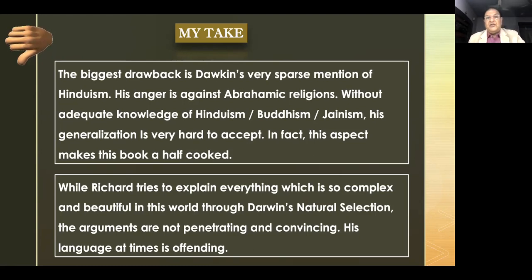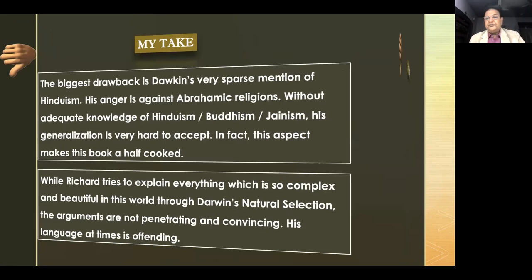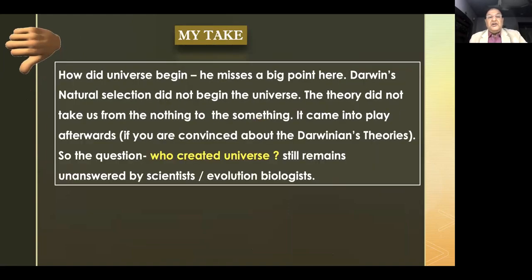And here I want you to go back to where I said that in his own words, he says that Darwin's natural selection theory started after something came up. And then the selection started. So what was that something which came up? No explanation for that. How did the universe begin? Now he misses a very big point here. Darwin's natural selection did not begin the universe. The theory did not take us from nothing to something. It came into play afterwards. That's what I was saying before. So the question of who created the universe still remains unanswered by even scientists and evolution biologists.